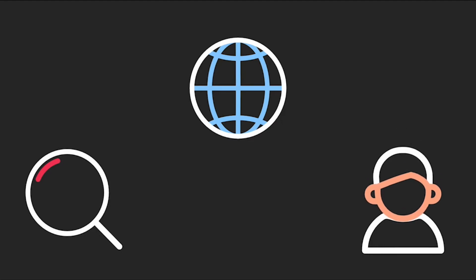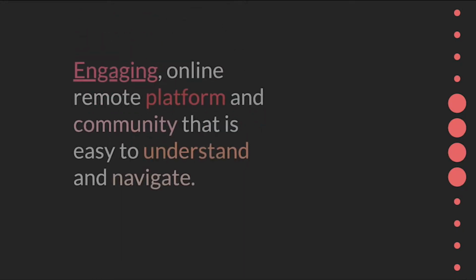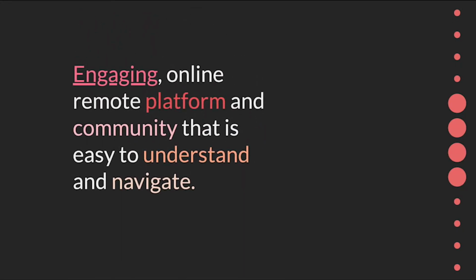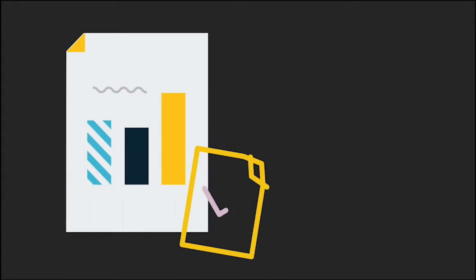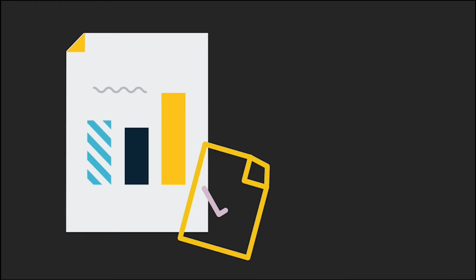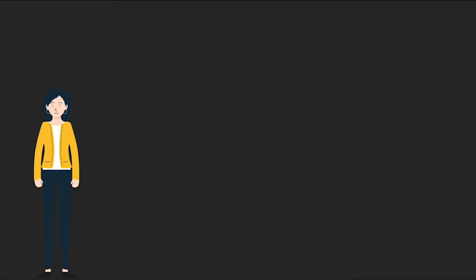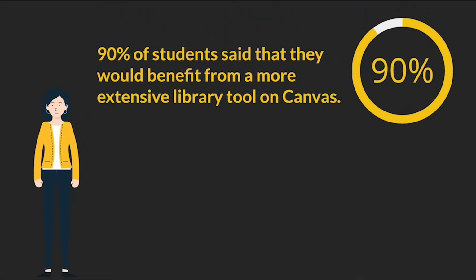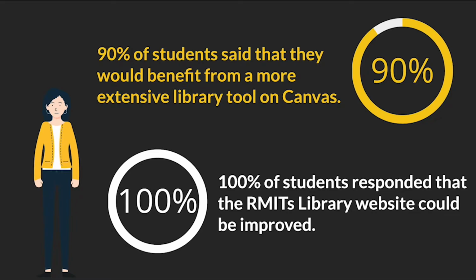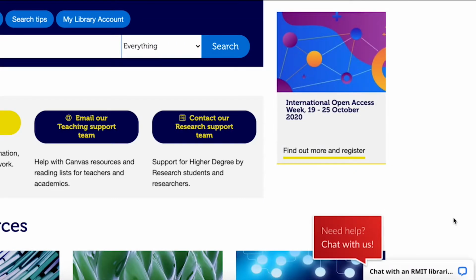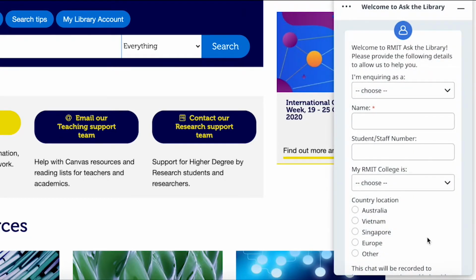In doing so, we hope to alter the perception of the library as not just a physical space, but an engaging online remote platform and community that is easy to understand and navigate. By conducting a survey and sending it out to the students of RMIT, we were able to ask them specific questions about their thoughts on the RMIT library website. Through these surveys, we found that all students suggested the RMIT library website should be improved. 90% of students thought an extensive library tool on Canvas is beneficial, as well as many students are unaware of the Ask a Librarian feature.